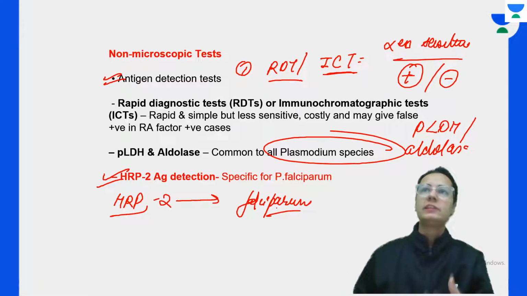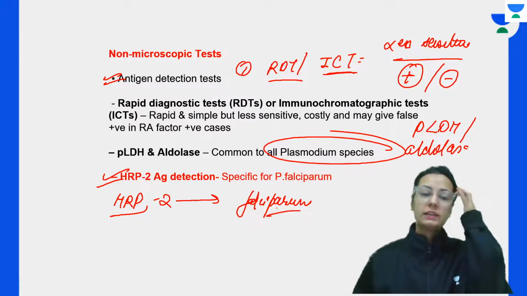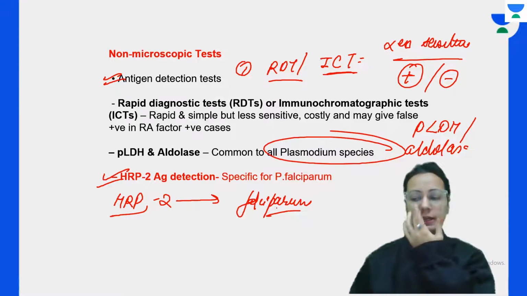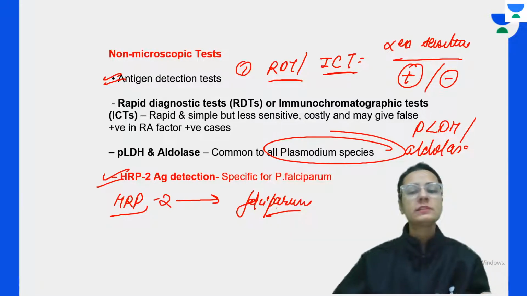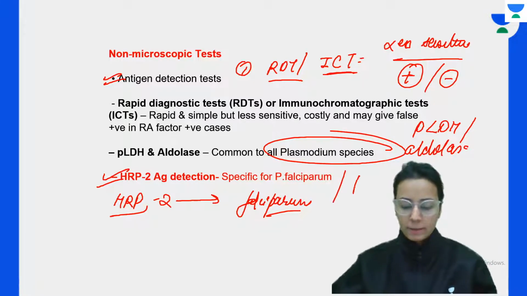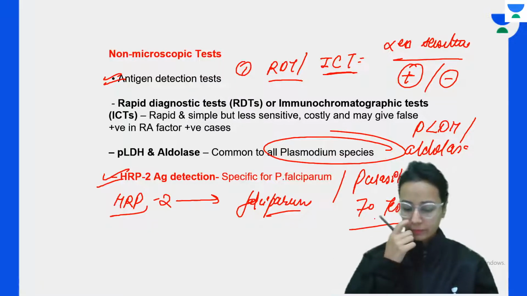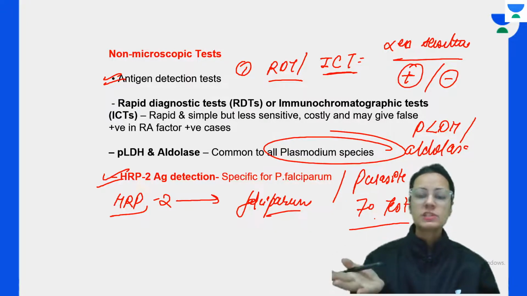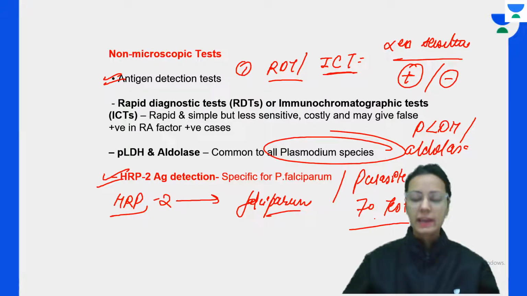So please remember that for antigen detection test we are using the RDTs and the ICTs. They are rapid, but they are less sensitive. They are costly. They may give the false negative test results. And we see for the LDH and the aldolase that are present in all the malarial species. But HRP2 antigen, that is histidine-rich protein, is found only in cases of the Plasmodium falciparum. And this is also known as the parasite F test, that is the parasite falciparum test, because histidine rich protein 2 is found only in the falciparum, not in other Plasmodium species. Therefore, it is also known as the parasite F test.